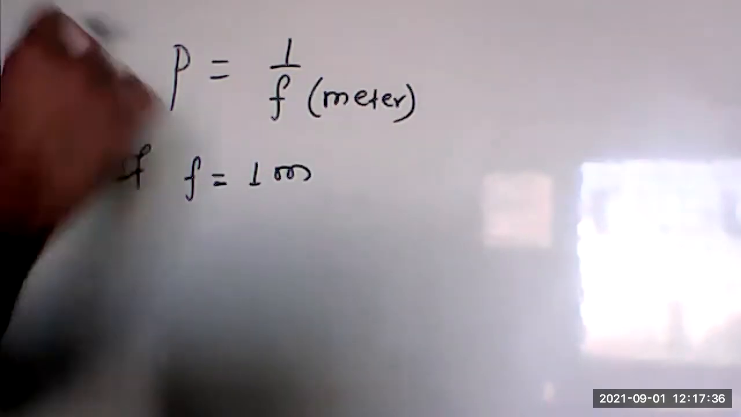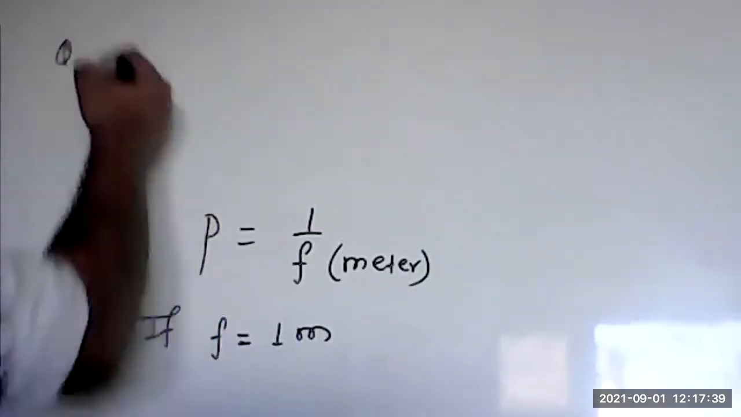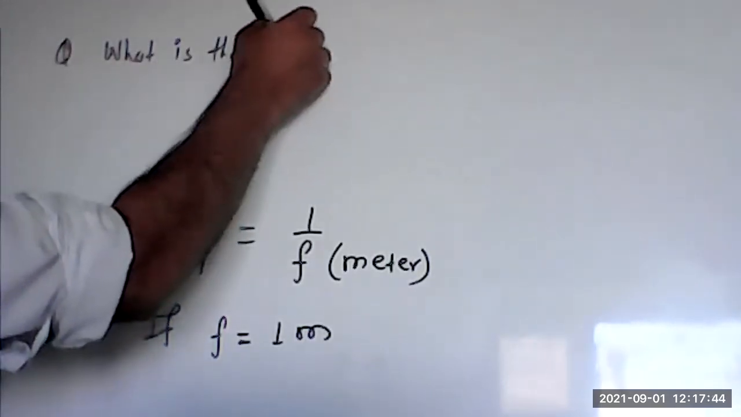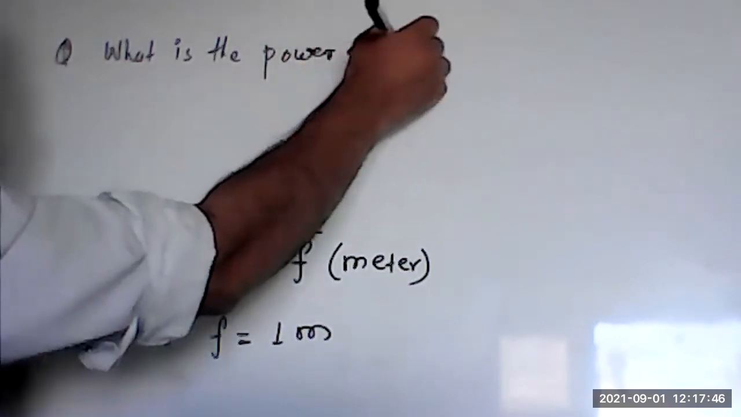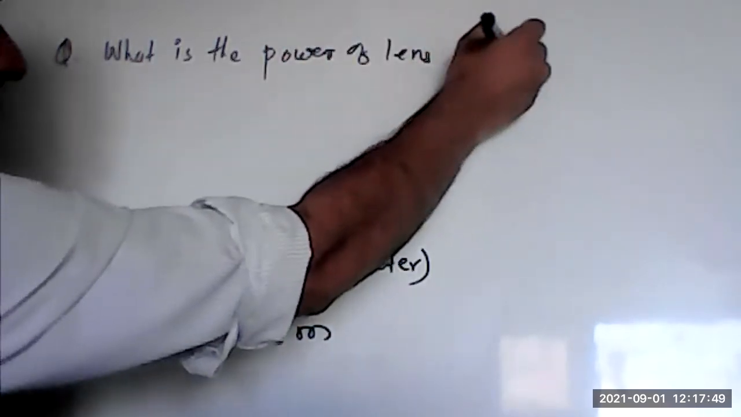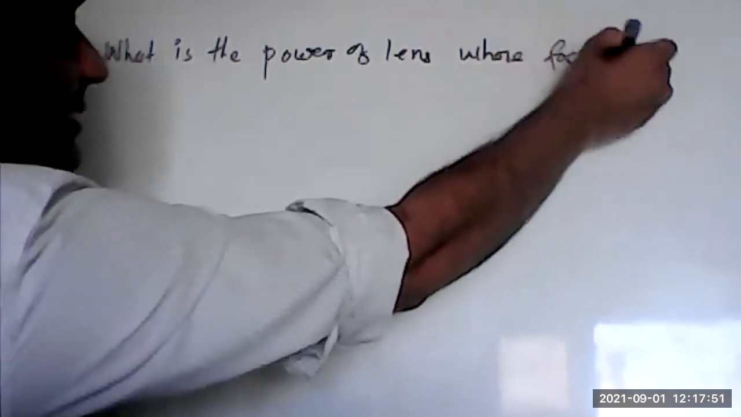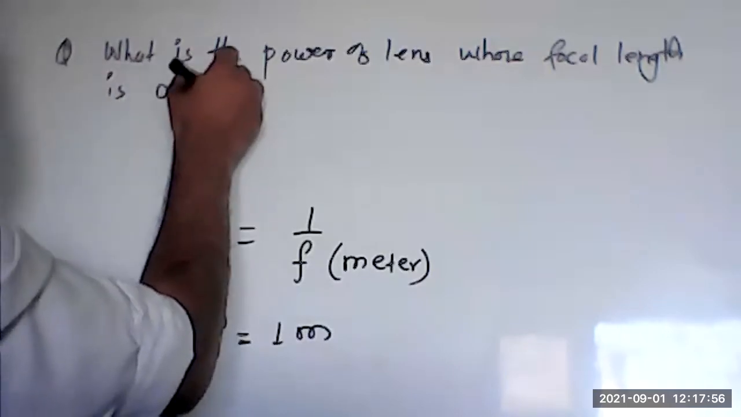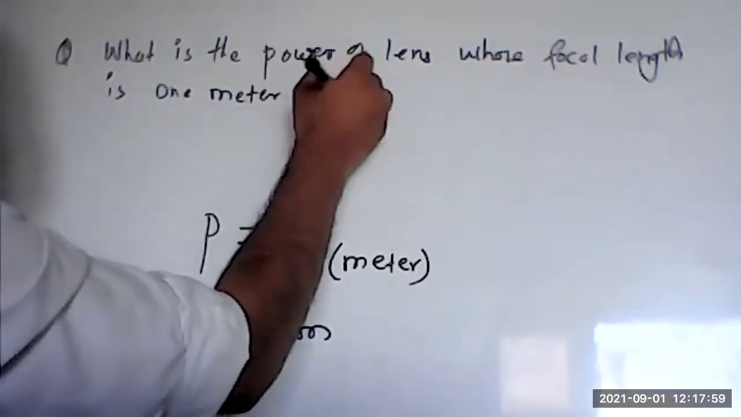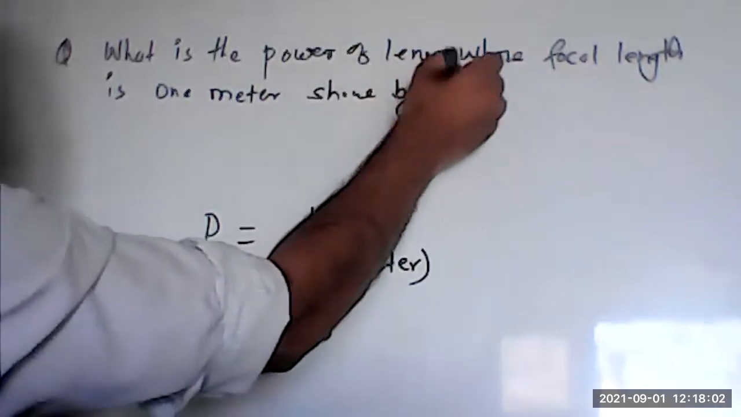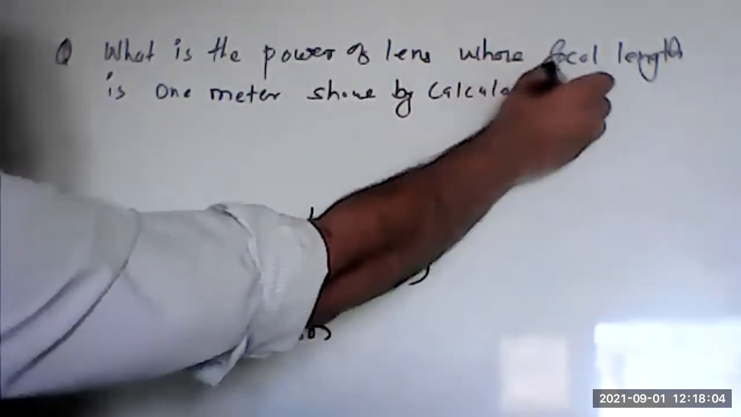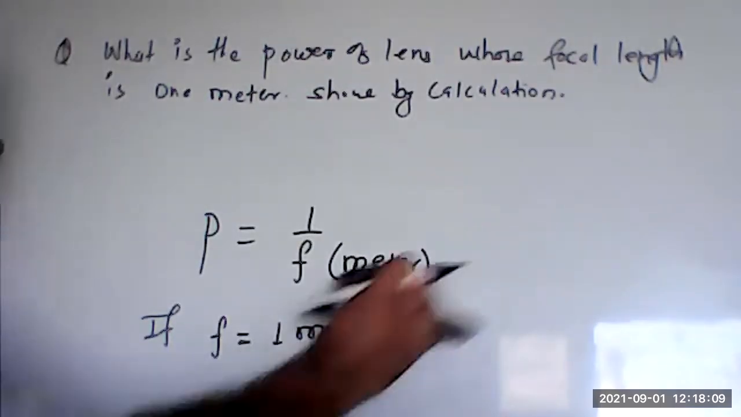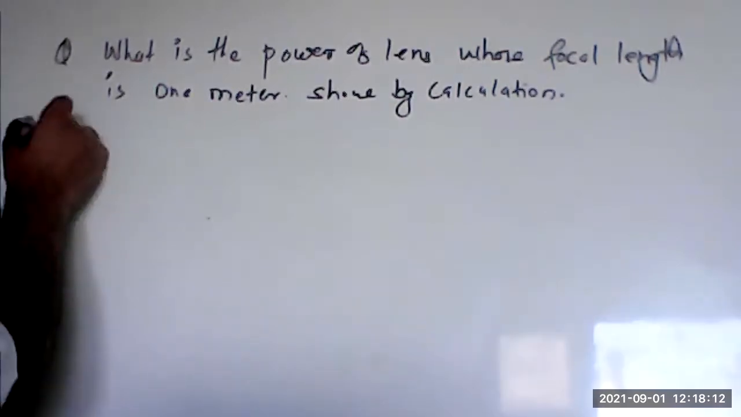That in question. Question number 2. This is question. Okay. Question: What is the power of lens whose focal length is 1 meter? So by calculation गरेर देखाउनुस्, यसरी देखाउनुस्. So by calculation. How to do? Look at here. I'll solve it here for you.